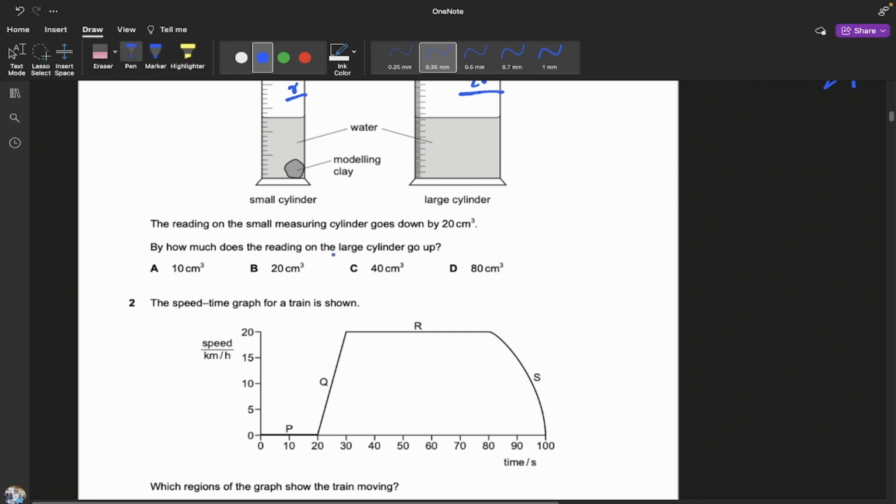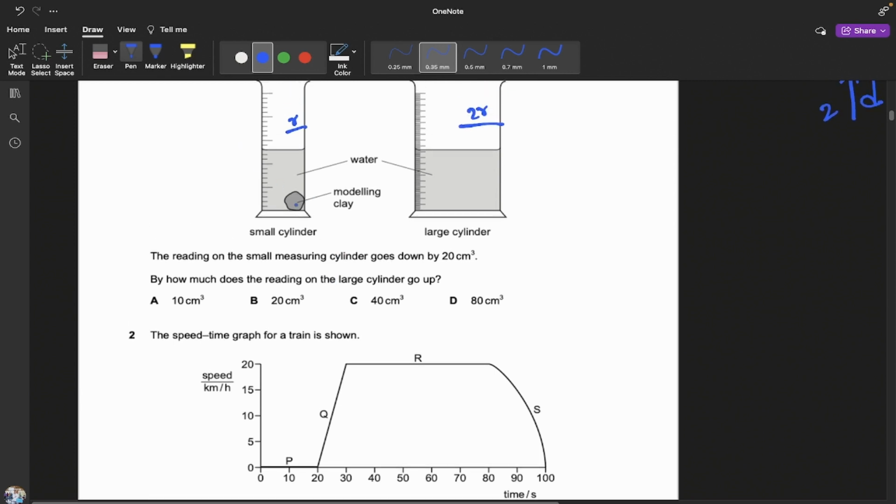The reading on the small measuring cylinder goes down by 20. So if the reading in the first cylinder goes down by 20, that means the volume of the clay is 20 centimeter cube. By how much does the reading on the large cylinder go up? As the clay is only 20 centimeter cube, the volume will go up by 20 centimeter cube. So the answer is B.